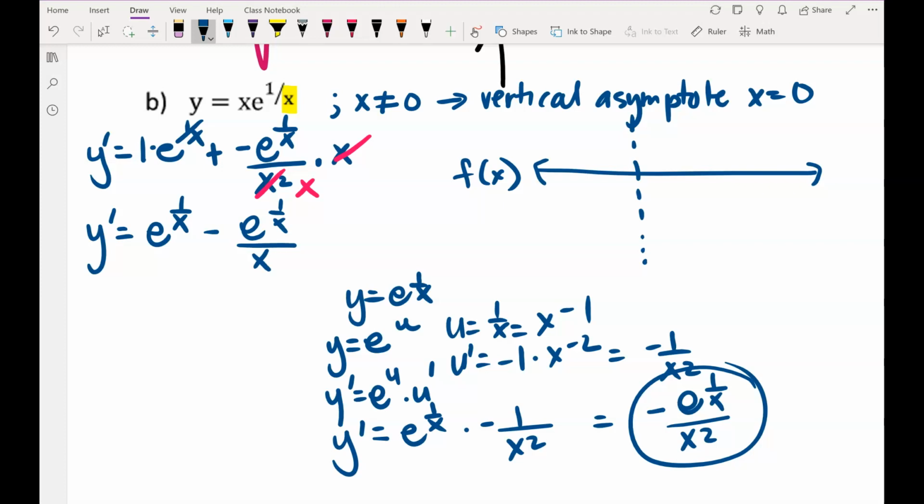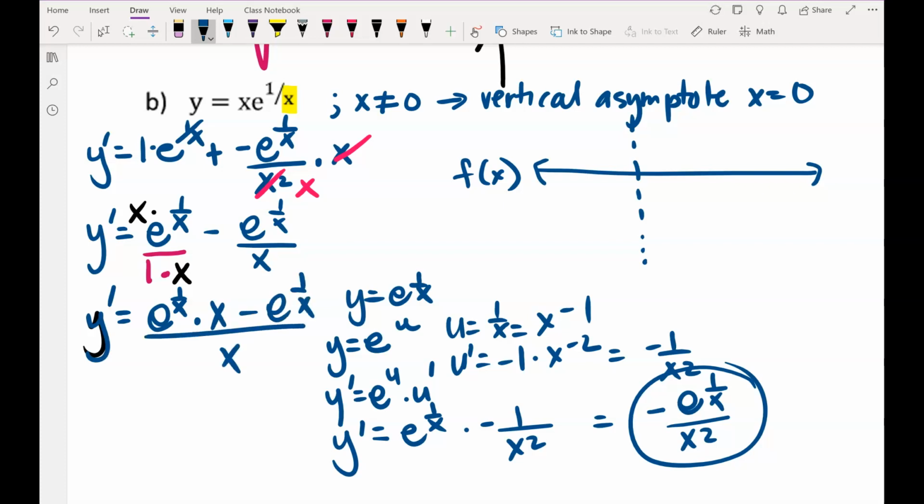Well, a critical point is when we need to take the function and set it equal to 0. Well, I'm going to multiply by the LCD. So this is times x. What we multiply to the bottom, we multiply to the top. So y prime equals e to the 1 over x times x minus e to the 1 over x all over x. Okay, make sure you guys copy down this u substitution here because it's about to go.